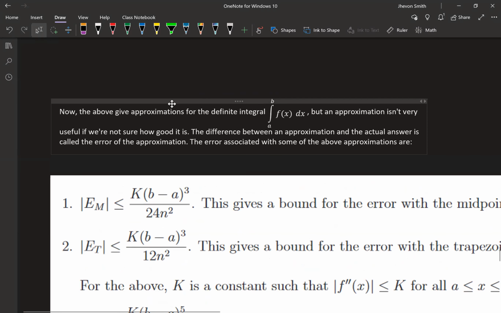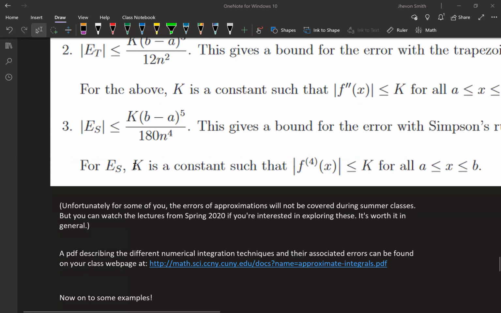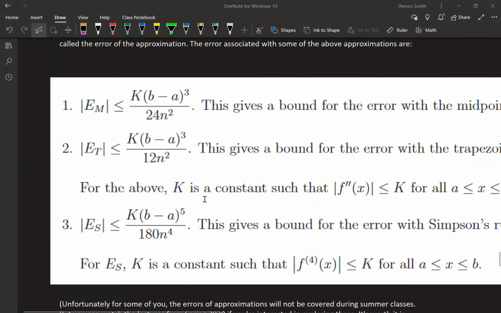Right, now here is something talking about the errors in the approximation. And unfortunately for you guys, we're essentially going to skip this discussion, but just so you know, an approximation is only good if we know how bad it is, essentially. And these guys here tell you how to approximate the errors of the above approximations. So you can actually know exactly how good, down to any number of decimal places you want, how good is the Simpsons approximation? How good is the trapezoid approximation? How good is the midpoint approximation?